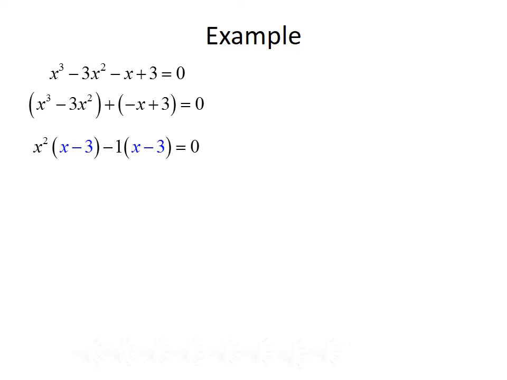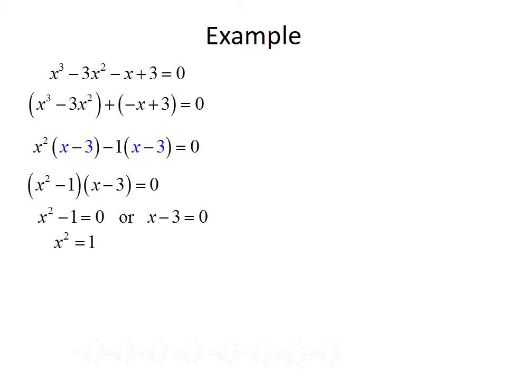From the first group, we could factor out x squared, giving us x squared times x minus 3. And from the second group, we could factor out a negative 1, giving us minus 1 times x minus 3. We have a common term between both groups, which now can be factored out, leading us to x squared minus 1 times x minus 3 equals 0. Now we can go ahead and use the zero product property here. x squared minus 1 equals 0, or x minus 3 equals 0, and we can solve for each equation.